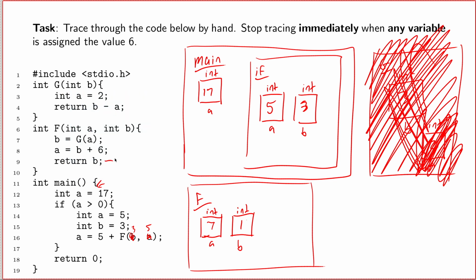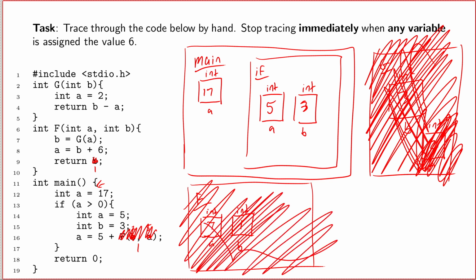Okay, the next line, line number 9, is return b. So I evaluate the expression b. In this scope, the expression b has the value 1, and so I'm going to return the value 1. And so I go back to where I called the function that I'm in, the function f, and I sub in for the function call the return value of 1. And then the function f ends, and its scope is destroyed. It is gone. And now I go back to main.